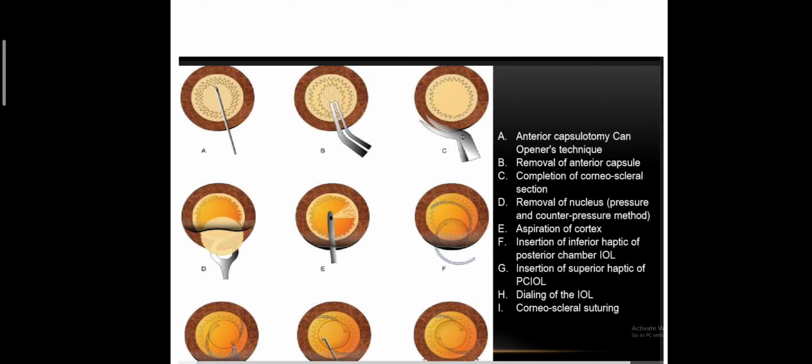We usually perform that. And now what is left behind is the cortex, because by hydrodissection we have separated the nucleus and cortex, and we have prolapsed the nucleus and delivered the nucleus. The next step will be aspiration of the cortex. Like you can see here, we are removing the cortex which is left behind by using a Simcoe cannula, that is irrigation Simcoe cannula, with the help of a balanced salt solution. So we irrigate the fluid and aspirate the cortex. So once the cortex is removed, next comes the implantation of IOL.